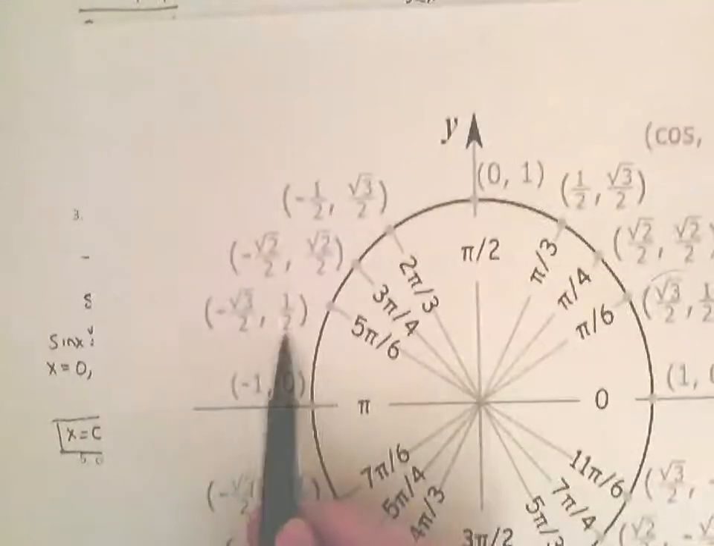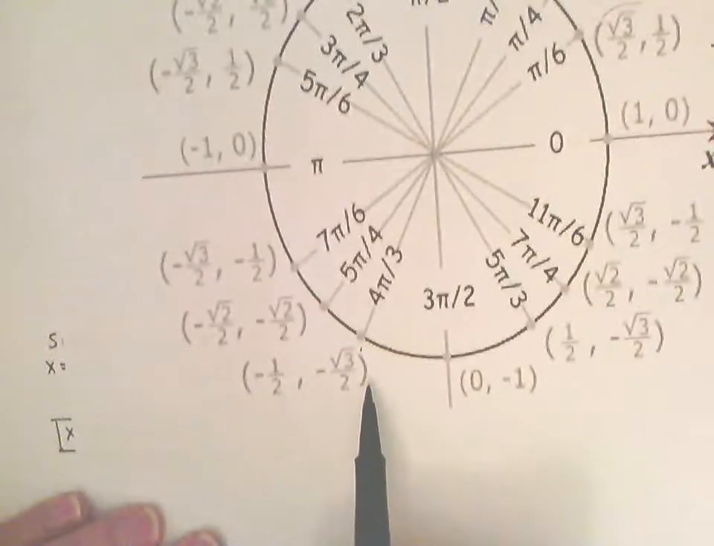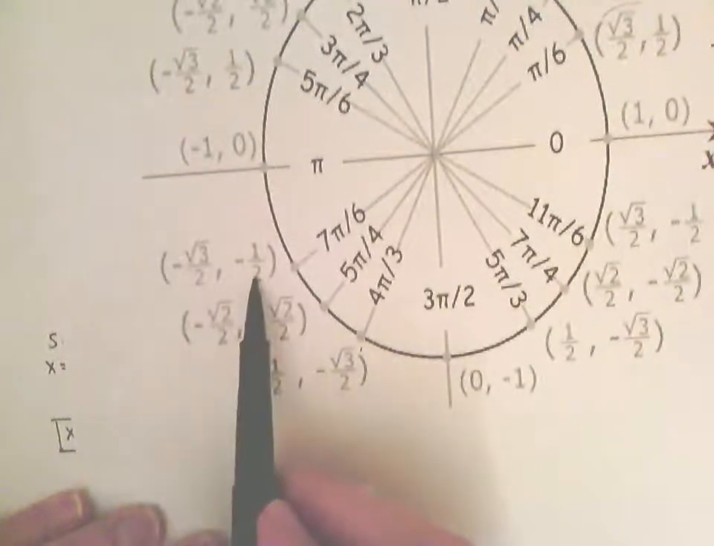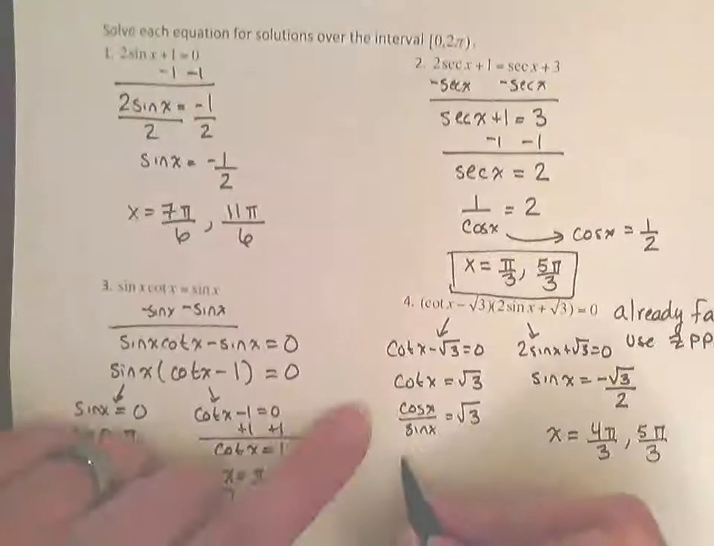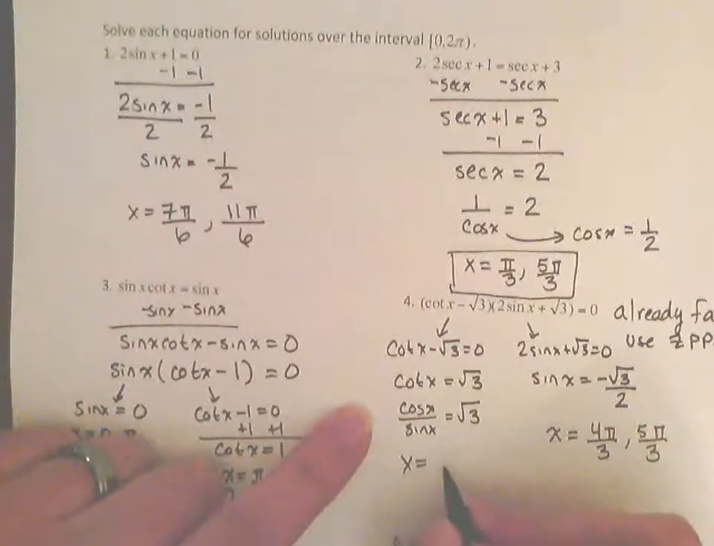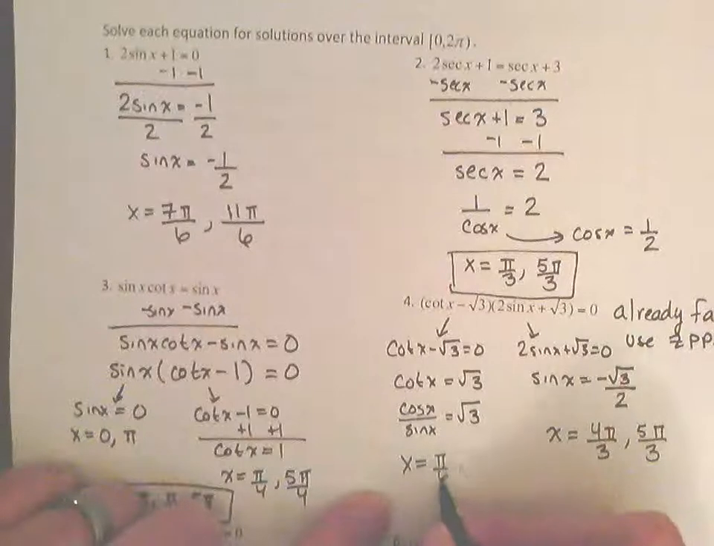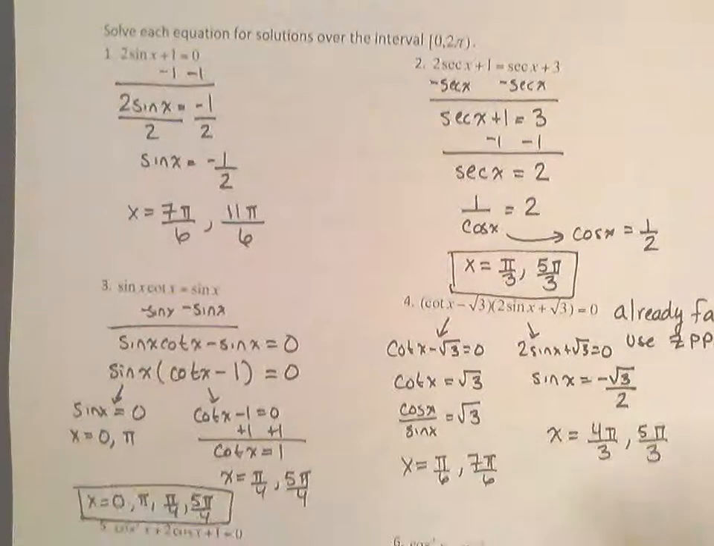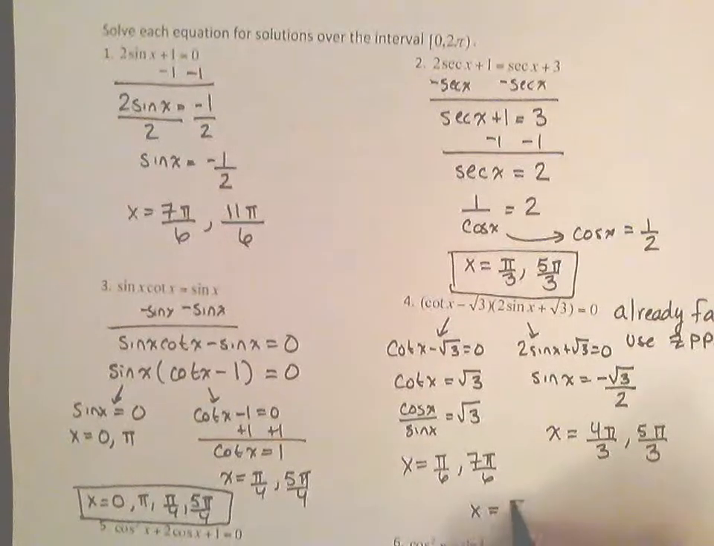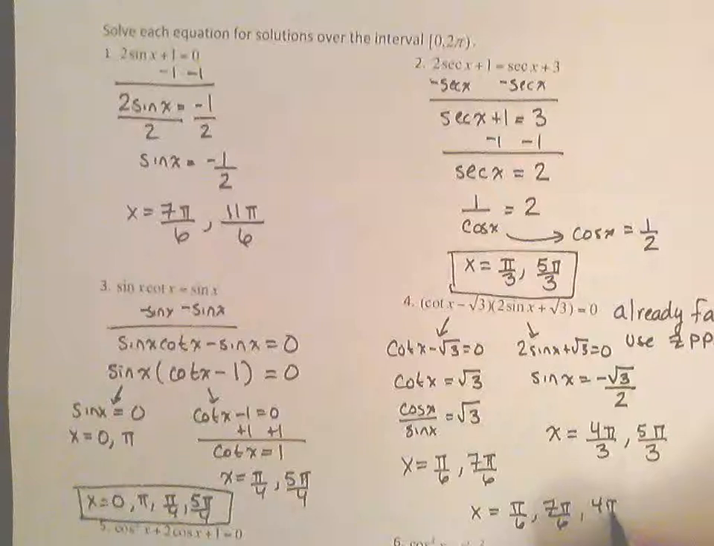It does not happen here because this will give us a negative square root of 3, but it does happen right here because two negatives give us a positive. So our solutions here are going to be pi over 6 and 7 pi over 6. So we have four solutions: pi over 6, 7 pi over 6, 4 pi over 3, and 5 pi over 3.